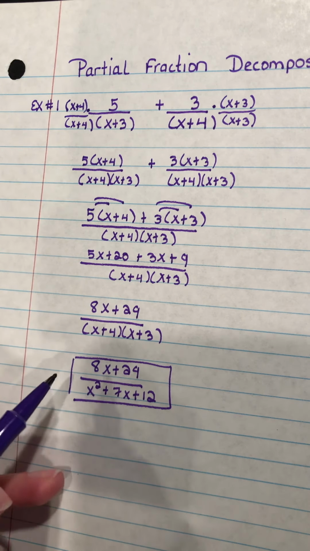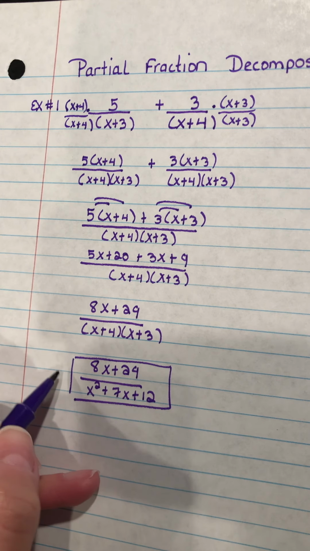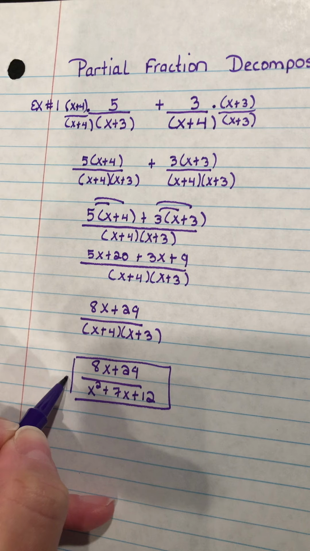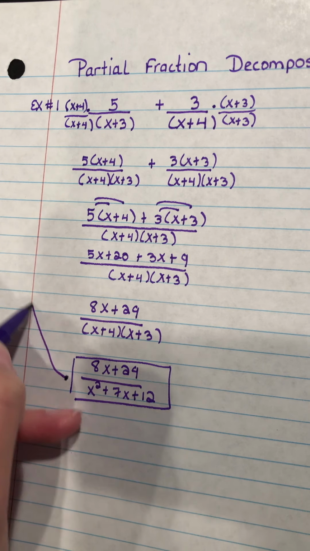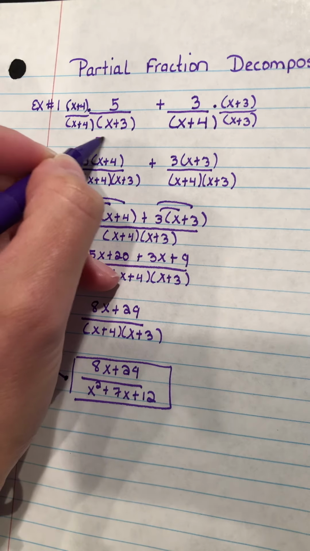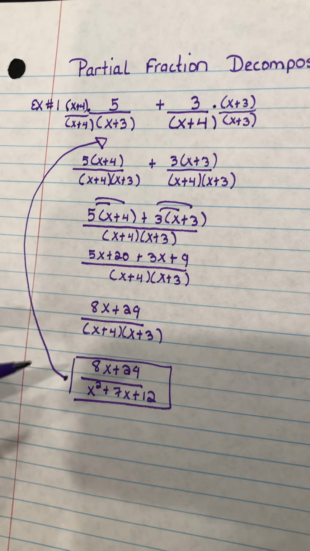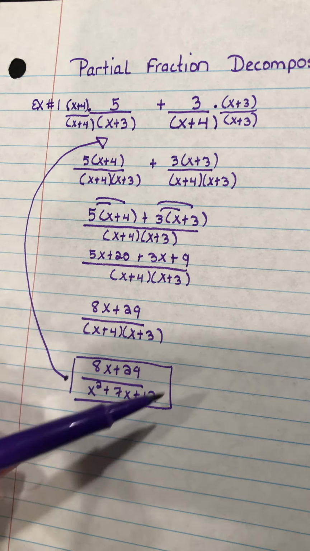So what we're going to do in the next video is basically go backwards. We're going to take a fraction and we're going to see if we can figure out how we started. Okay, what were the two fractions or 3 fractions or even 4 fractions that we used to get this one fraction here?